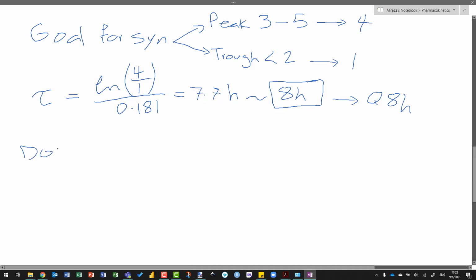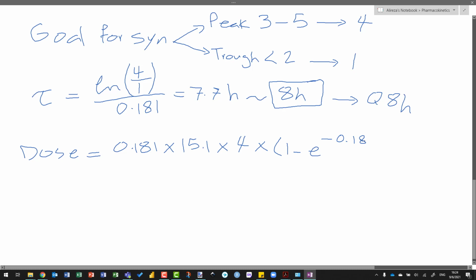Next, we calculate a dose. So the dose is basically your K, which is 0.181, times your volume of distribution, in this case 15.1, times the peak that we want to achieve. So we chose 4, so I put 4 here. This is what we're hoping, so we're trying to get the dose that would give us hopefully a peak of 4. And then we multiply this by this expression of 1 minus e to the negative k.